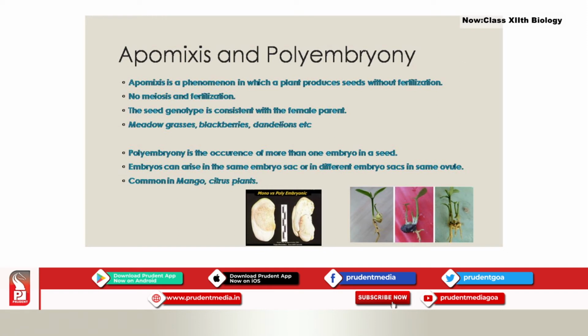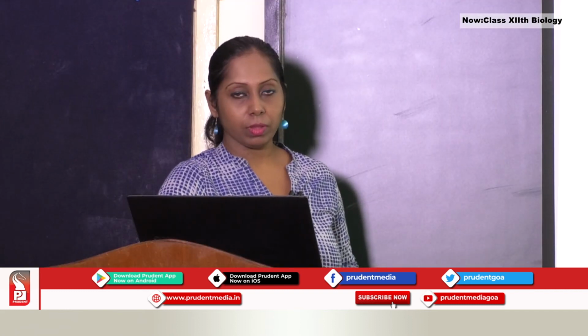Coming to the last part in this chapter, apomixis and polyembryony. These are special types of reproduction that you have in plants. Apomixis is a special type of asexual reproduction, and the other one is polyembryony. So let us see what apomixis is. Apomixis is a phenomenon in which a plant produces seeds without fertilization. So how will that occur?